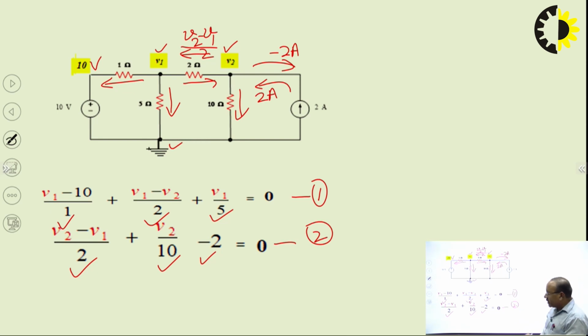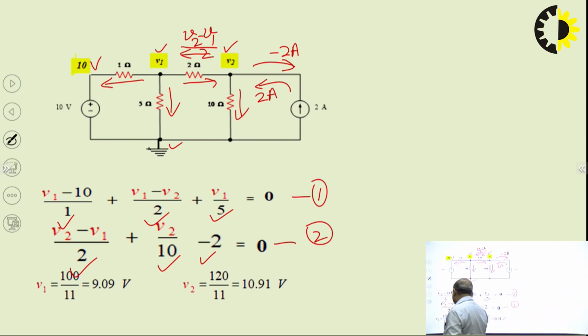Now on solving these equations, we find the values of V1 and V2. V1 comes as 100 by 11, that is 9.09 volt, and V2 comes as 120 by 11, that is 10.91 volt. That way we find both V1 and V2 potentials of these nodes, and once we know the values of these potentials V1 and V2, we can find the current in any branch of this circuit.